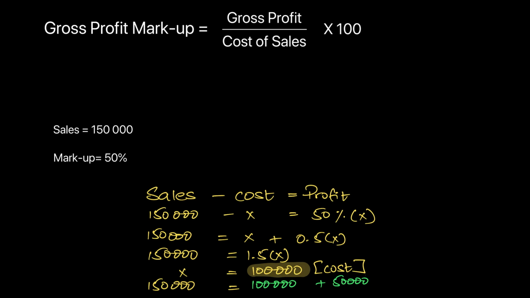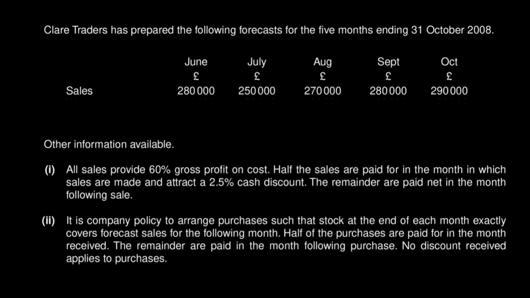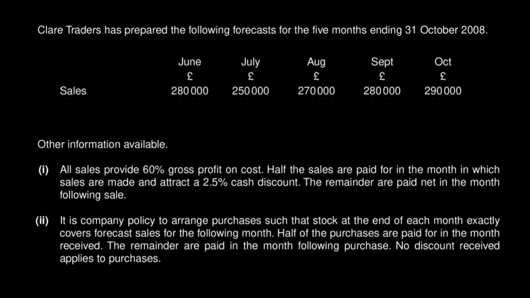Now let me apply this to an example. You can see they're saying Clear Traders has prepared the sales forecast for 5 months. We have a sales forecast running from June till October. The sales in June is 280,000, 250,000 for July, 270,000 in August, 280,000 in September, and 290,000 for the month of October. The information given is that all sales provide 60% gross profit on cost. 60% is your markup. Using this markup, we need to trace out our purchases as well.